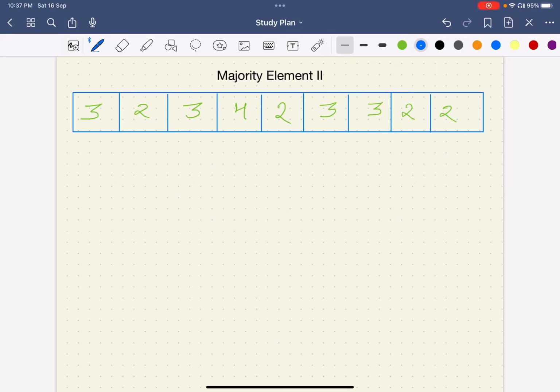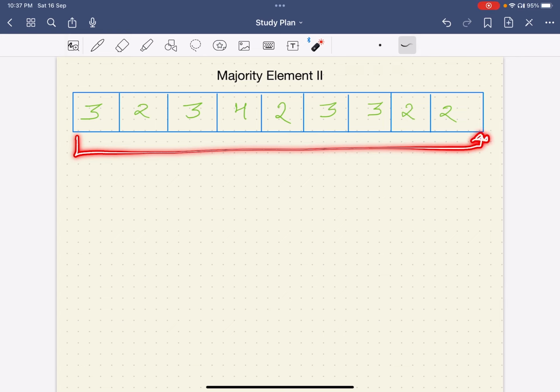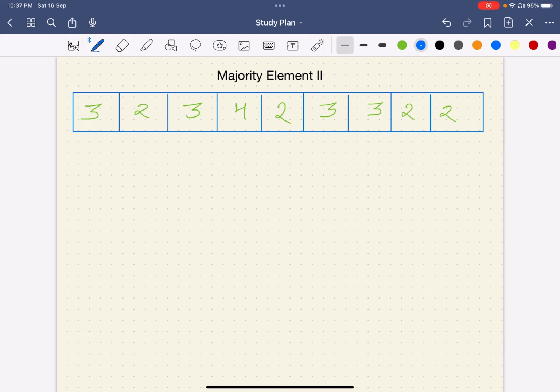Hello all. So today we will solve one of the Leetcode problems. The name of the problem is Majority Element 2. The problem says that given an integer array of size n, you have to find all the elements which are present more than n by 3 times. So this was the problem statement.